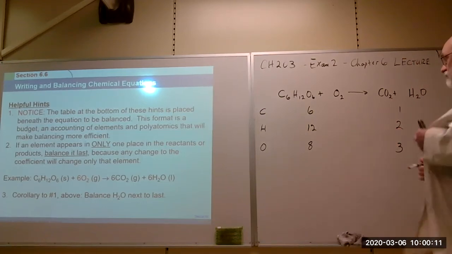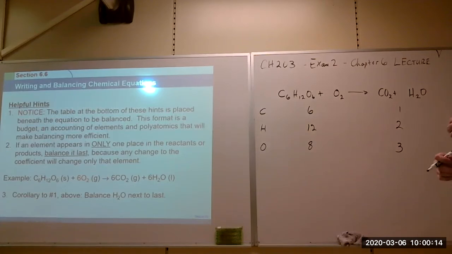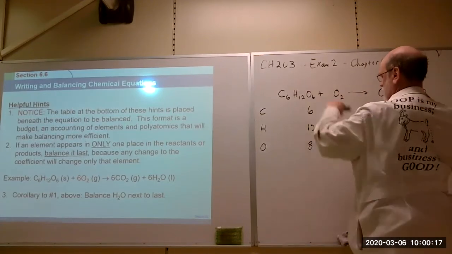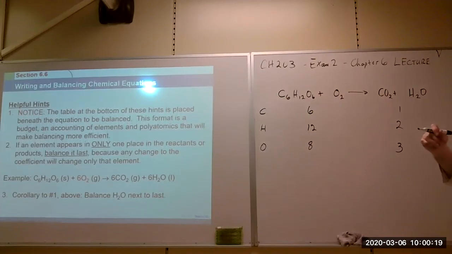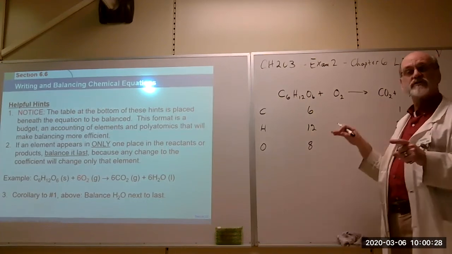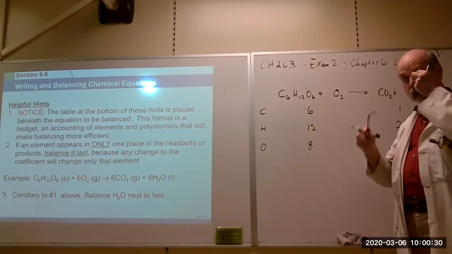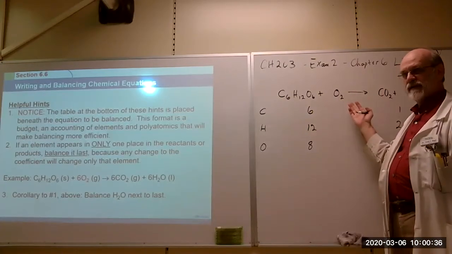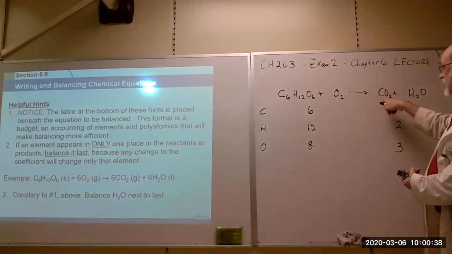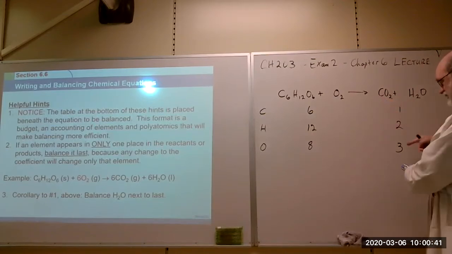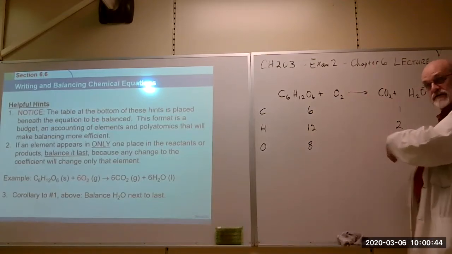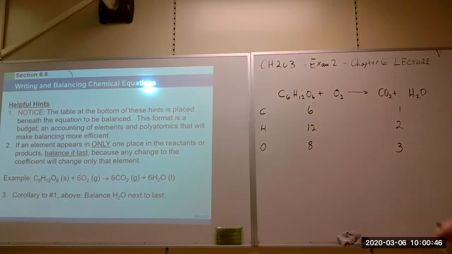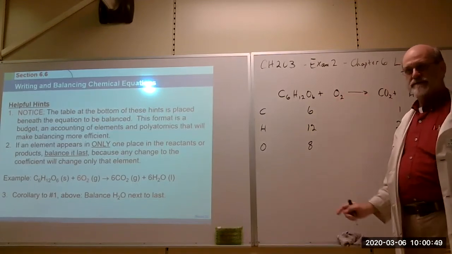So the next helpful hint is to check out your equation and look for single elements. Hold those to last. Right? Don't put any coefficients in front of them unless you have to until the very end. Why? Because when you put a coefficient in front of an element, you're only changing that one. If you put it in front of something like this, you're changing carbon and oxygen, and that might mess up your balance that you previously acquired. So save the elements to last.